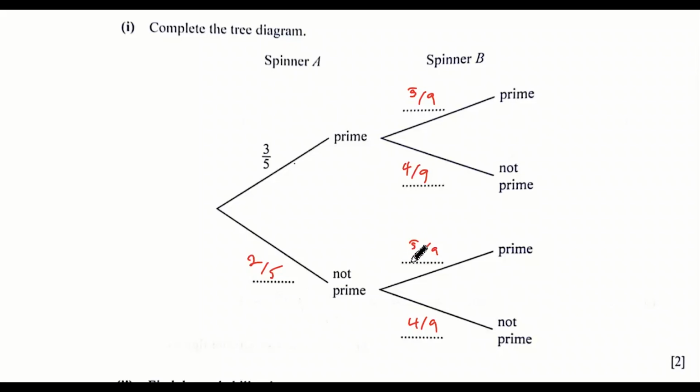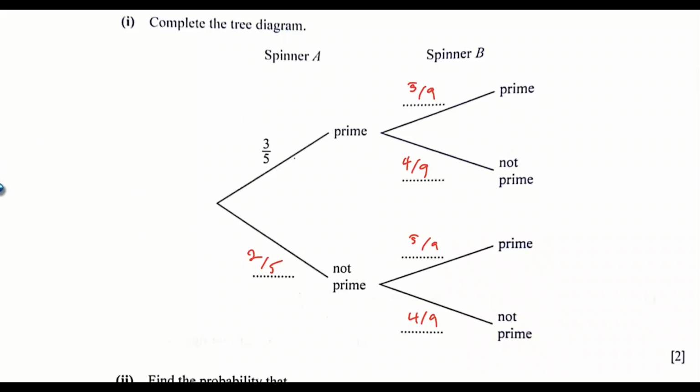If it was a dependent event, then this would not be 5 out of 9. It would be based on the conditions, but since this is an independent event, we maintain the probabilities as we have here and here.